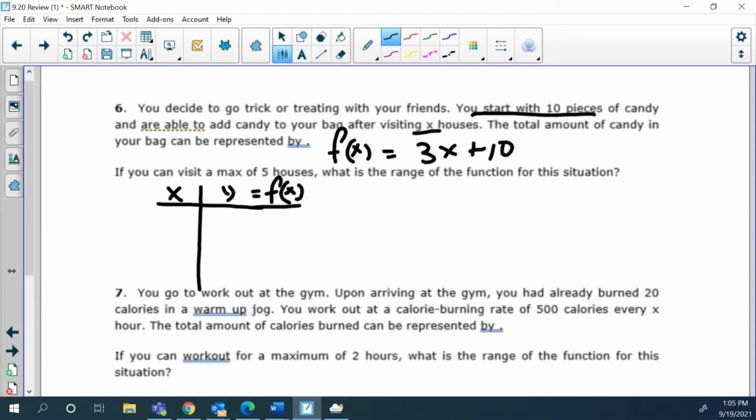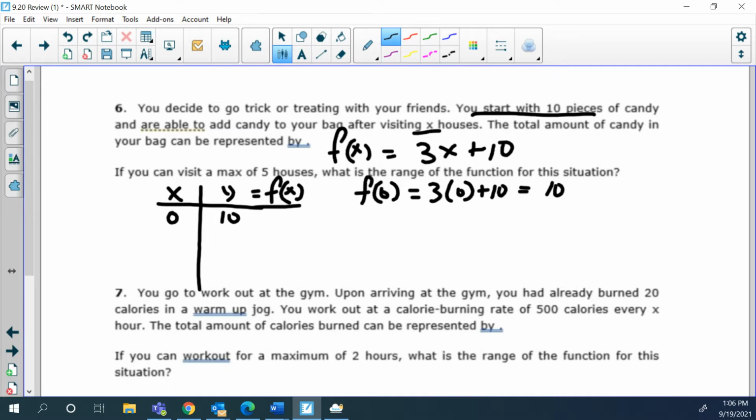All right. So let's find our range now. We know we start off with 10, all right? And that's when x is 0. We haven't visited any houses yet. So when x is 0, 0 houses, we start off with 10. And we can prove that, right? f of 0, when x is 0, is going to equal 3 times 0 plus 10. And that's going to equal 10, just like that.